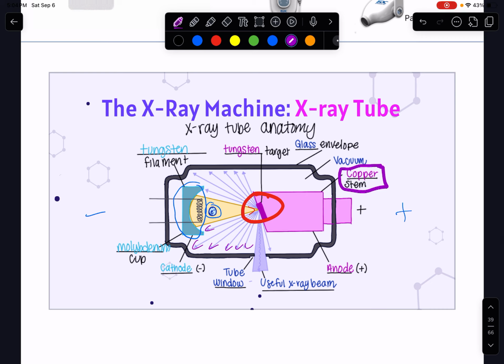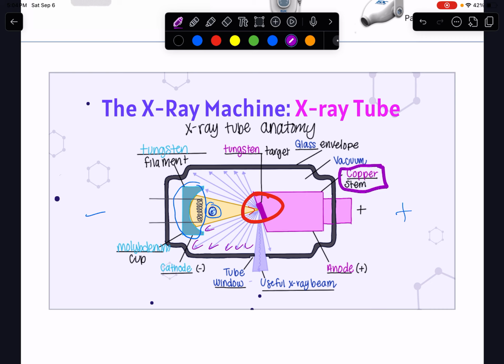Okay, now it says X-rays produced are emitted from the target in all directions. The leaded glass housing prevents the X-rays from escaping the X-ray tube. A small number of X-rays exit the tube through the unleaded glass window portion of the tube.